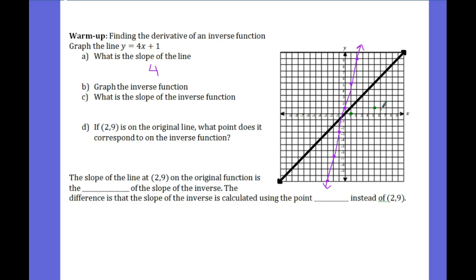If that's (-1, -3), on your inverse it becomes (-3, -1). (-2, -7) becomes (-7, -2).